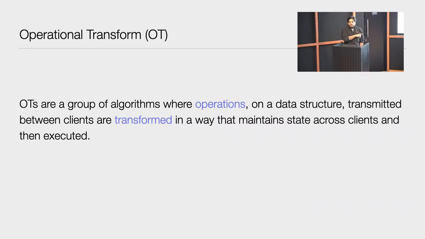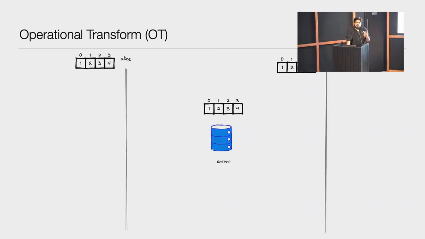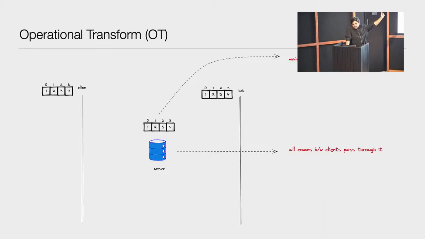Because operational transforms are a group of algorithms where operations on any given data structure transmitted between clients are transformed in a way that state across the clients is maintained when they are executed, right? What this means is very simple. So for example, now again coming back to Alice and Bob. So say you have an array of 4 elements, but the thing about operational transform is you have to have a server in between. Every message has to go through a server because the server has to know what is happening to the data, etc. Right? So the server will also have their local copy. So yeah, they maintain all the data and all comms have to pass through it.